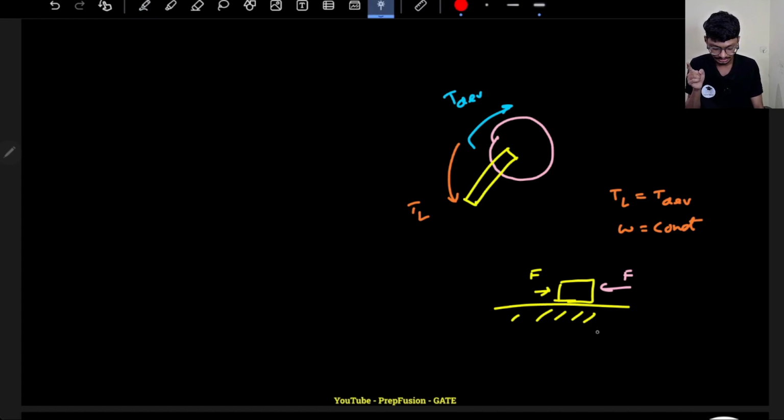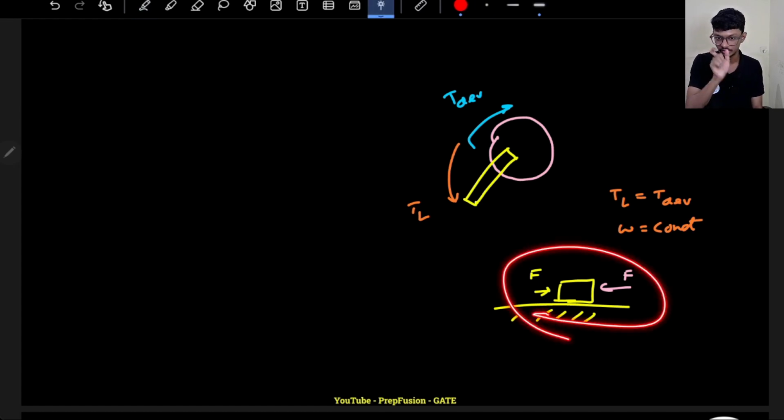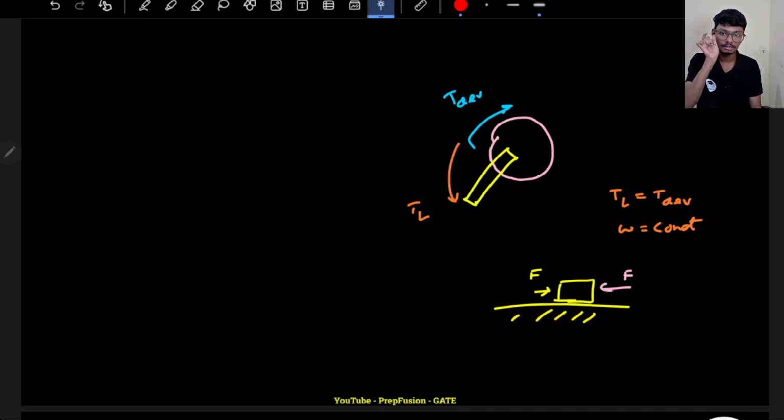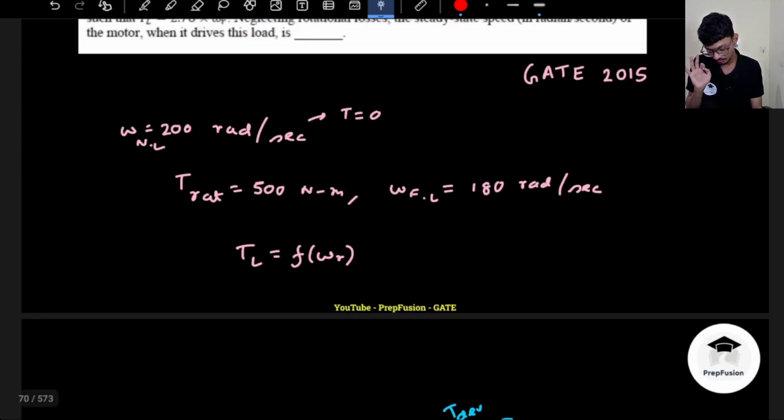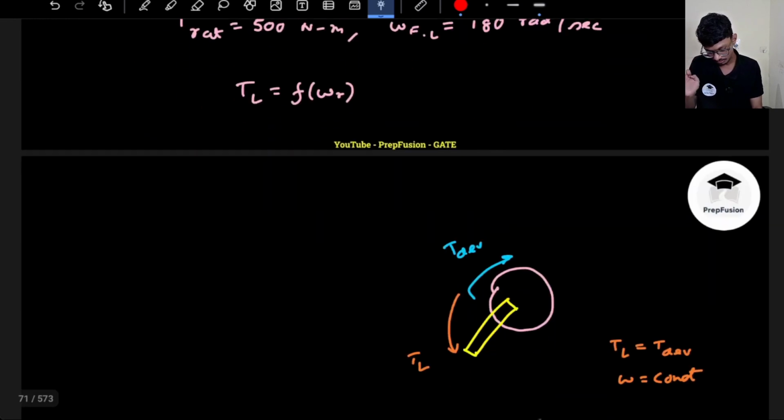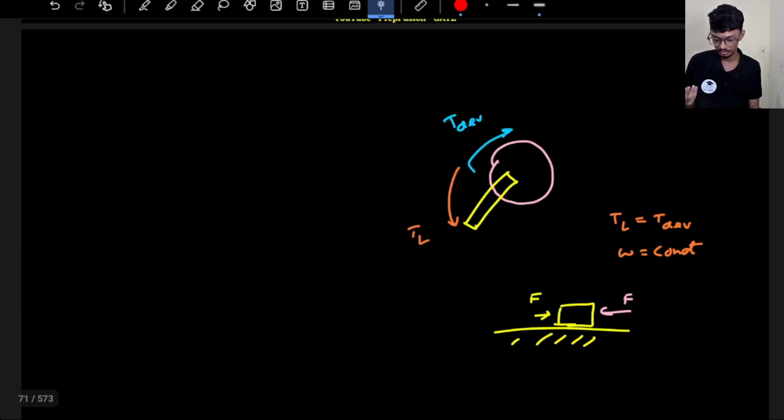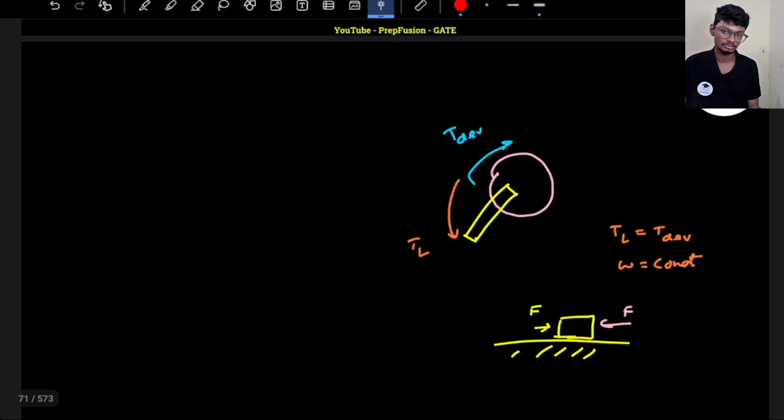Same like here, right? Here, if I apply a force of equal magnitude in the opposite direction, the velocity will be constant in this case. Okay. So the same principle will apply here. So how will I equate these two, right? Because the developed torque must be equal to the load torque.